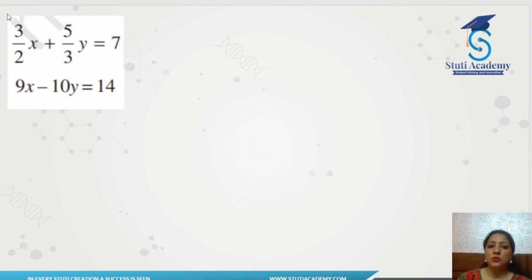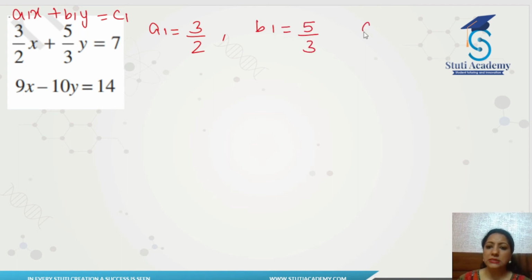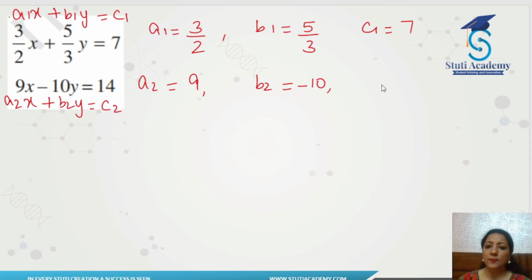Now let us discuss this one. We have a1x plus b1y equal to c1. Here a1 is 3 by 2, b1 is 5 upon 3 and c1 is 7. If we compare this with a2x plus b2y is equal to c2, we'll get a2 as 9, b2 as minus 10 and c2 as 14.